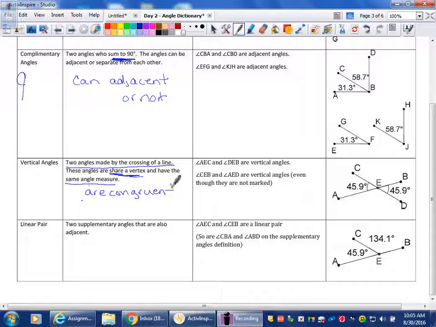So when we mark it on a diagram, say right here, the intersection of segment AB and segment CD is E, you have vertical angles of angle CEA and angle BED. They have the same measure. Basically, they make two V's that have the same vertex.